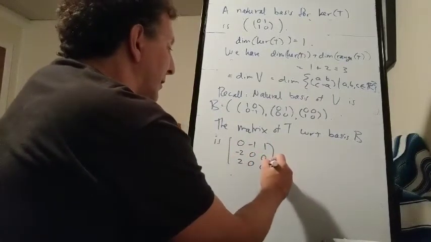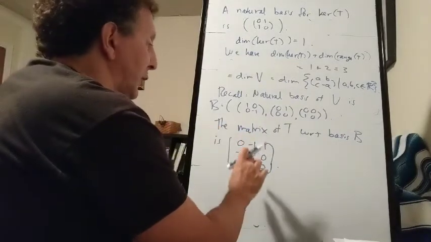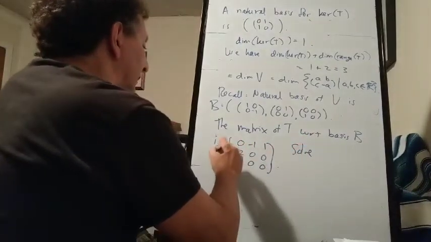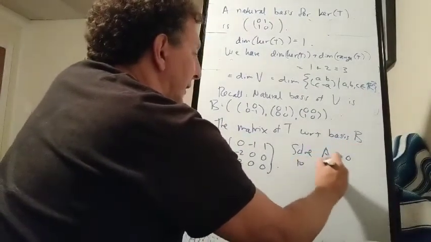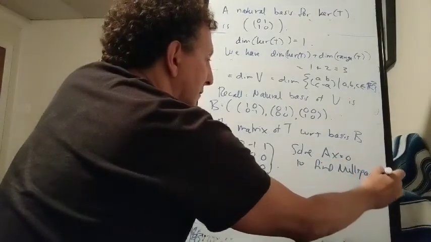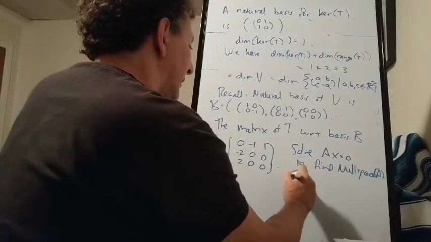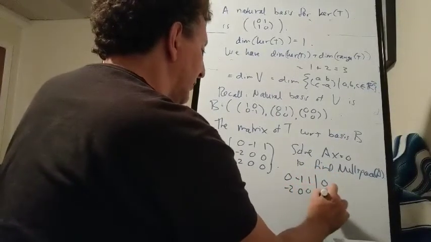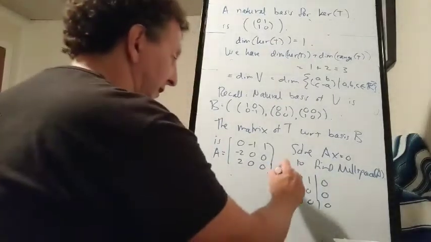Now, we make this a system of equations with 0 on the right hand side, that is, let's call this A, solve AX equals 0 to find the null space. Then we have 0, negative 1, 1, 0, negative 2, 0, 0, 0. And we don't even really need that last equation because it's essentially the same as the second to last equation.